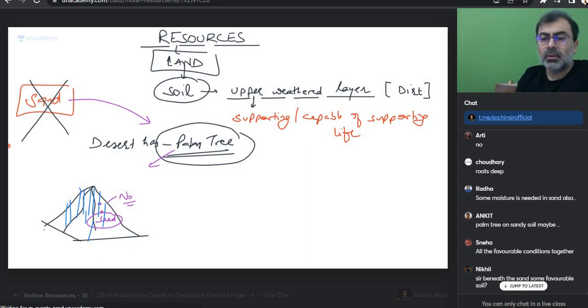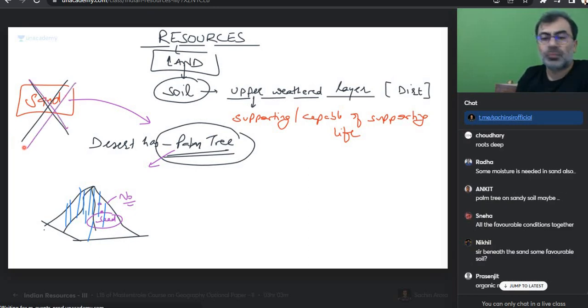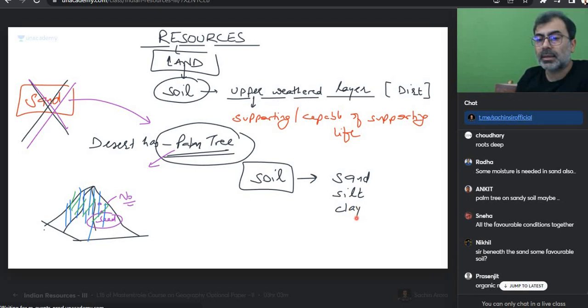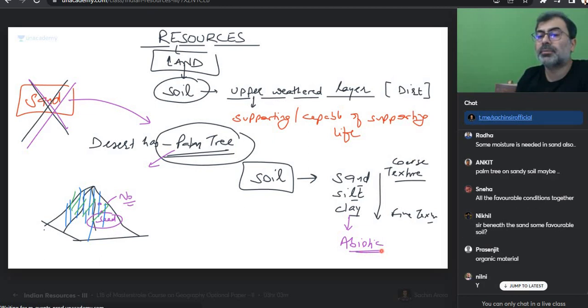So what I'm trying to get at is sand is not soil. Prasenjit is saying organic matter. इसमें खाद डाल दो तो भी कुछ नहीं आएगा. Soil is a mix of many things. Sand, silt, clay are just three types of sediments in terms of texture. This is coarse texture. This is fine texture. Do you get that? Sand is not soil. Silt is not soil. Clay is not soil. Soil is a mix of all these things in different proportions, and they constitute the abiotic part.